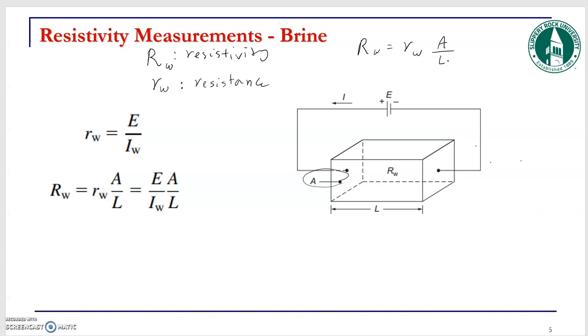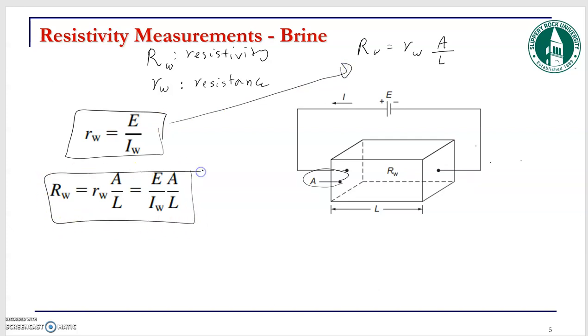And from physics, you already know that resistance is equal to electrical voltage divided by electrical current, right? So if you substitute this into this equation, then you get this equation for water resistivity.